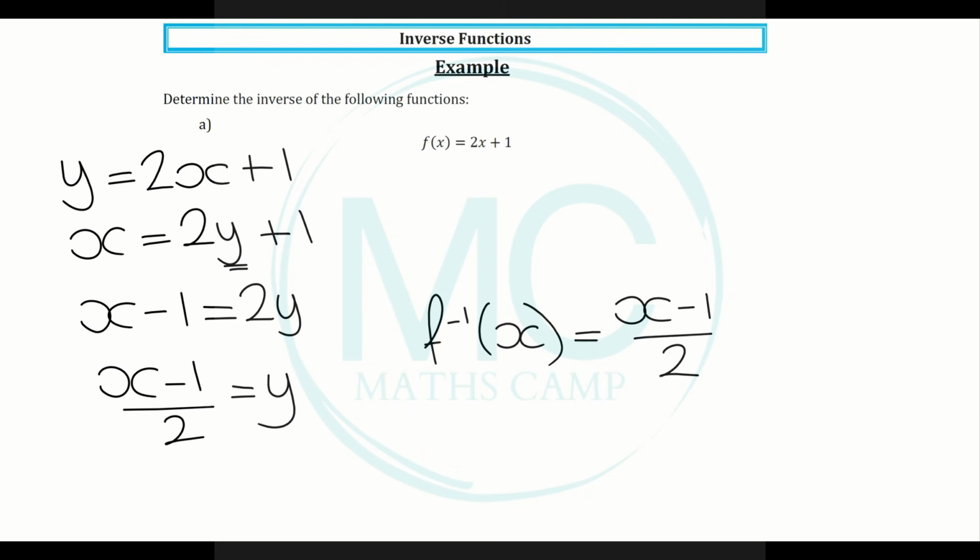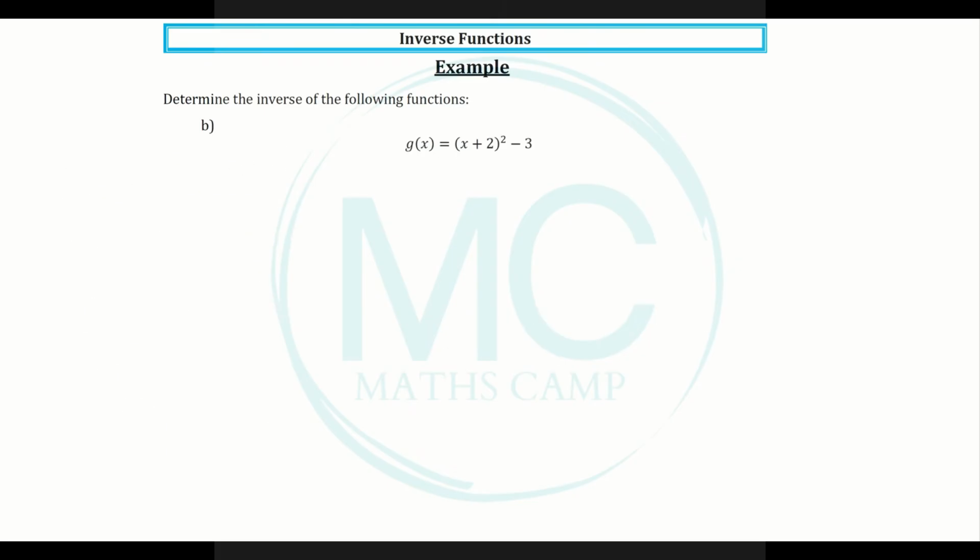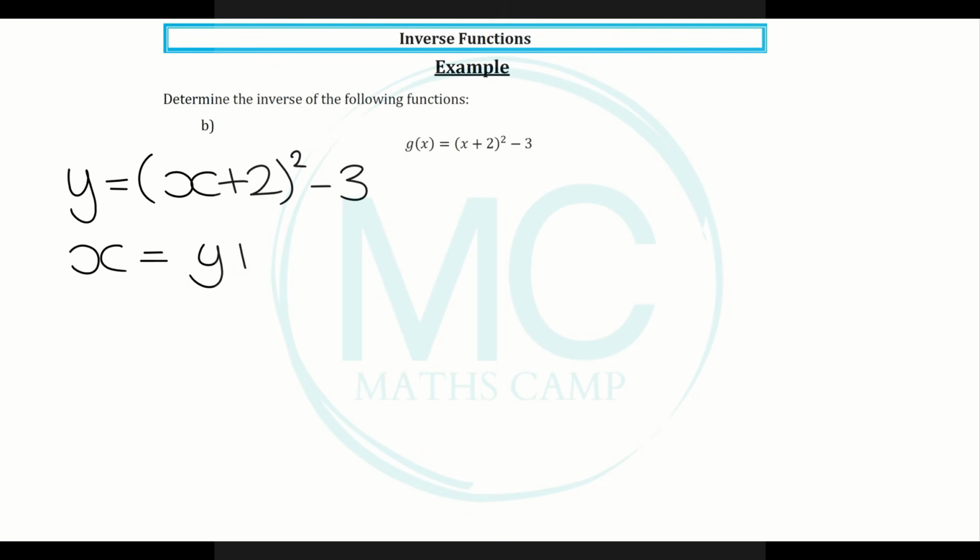Let's do another example. g of x is equal to (x plus 2) squared minus 3. Let's make y the subject. So I have y is equal to the bracket x plus 2 squared minus 3. Now I can change my x and y variables around. x is equal to (y plus 2) in a bracket squared minus 3.